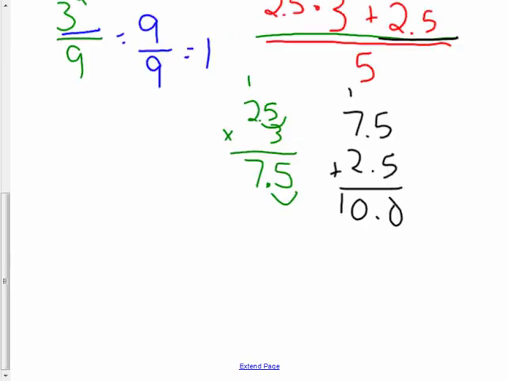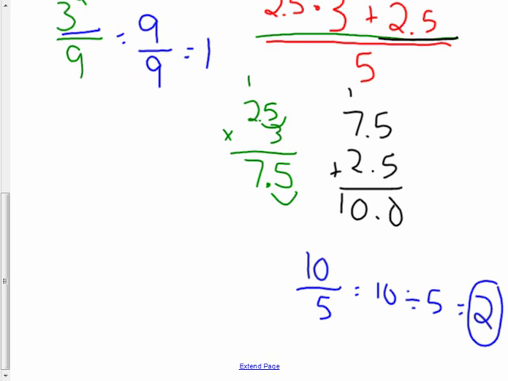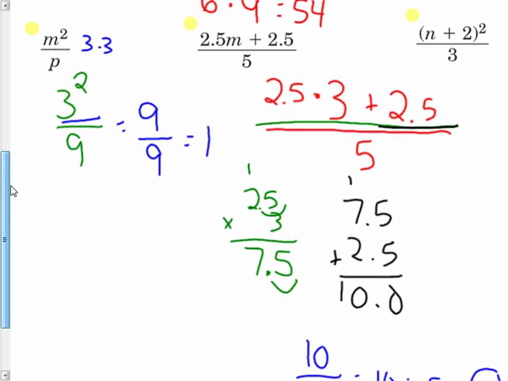I'm going to just rewrite that here. I'm trying to kind of keep things organized for us here. The top is 10, the bottom is 5. Now, as we remember, fraction bar means divide. So what this really tells us is 10 divided by 5, which equals 2. So after all of my steps, I should end up with an answer of 2 for 2.5 times m plus 2.5 divided by 5. Okay.